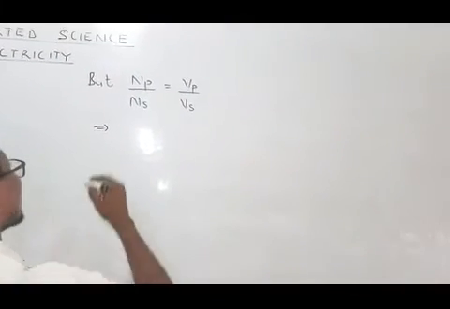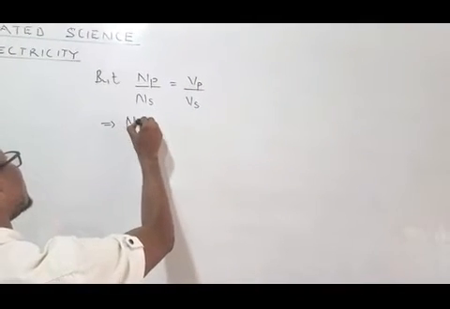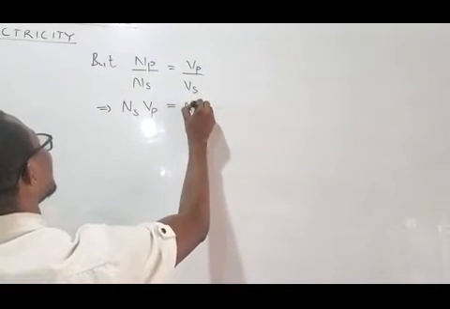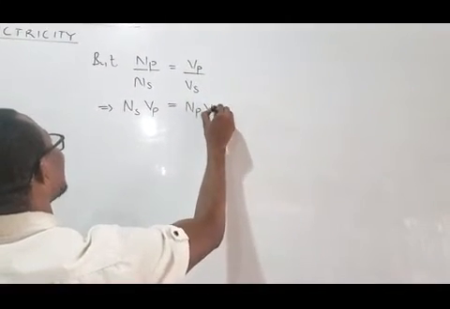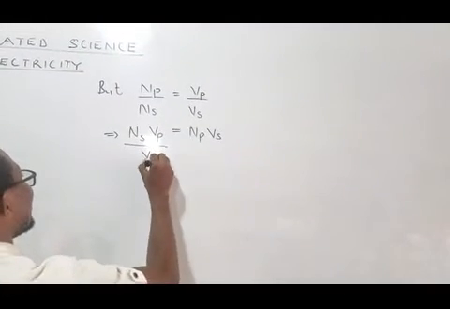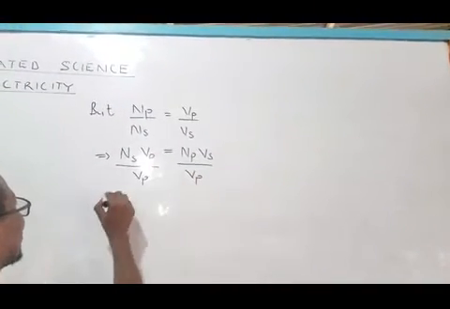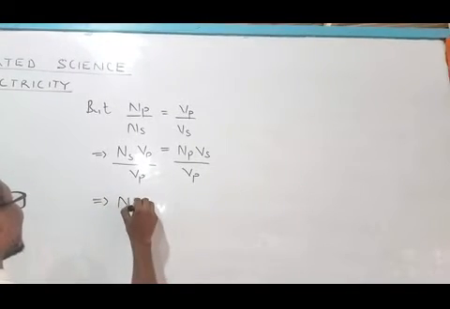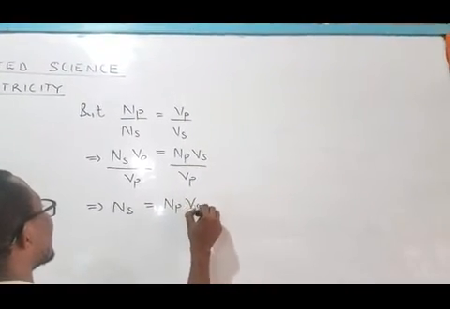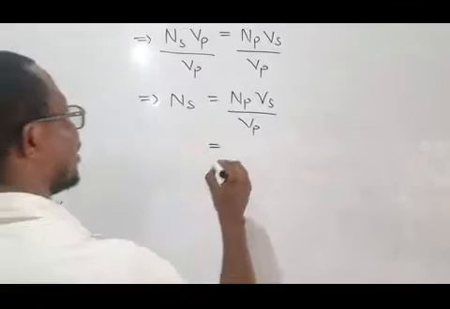So we cross multiply: this times this should be equal to this times this. So NS times VP should be equal to NP times VS. We are making NS the subject, so we divide both sides by VP. And this VP will cancel out, and you have NS equal to NP VS over VP. You do the substitution.